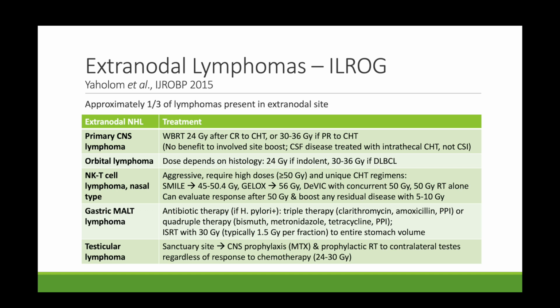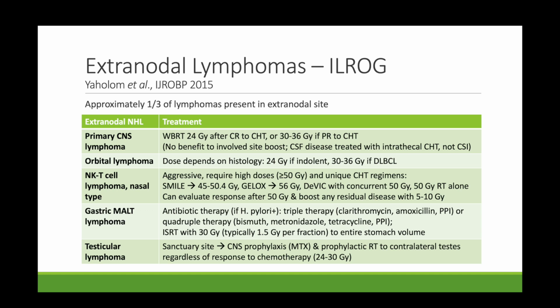to antibiotic therapy. And so if they persist after antibiotic therapy, then we might need to do involved site radiotherapy with 30 gray typically, and it's often given at 1.5 gray per fraction just to be a little bit gentler on the stomach. It might require treatment to the entire stomach volume, plus or minus any regional lymph nodes if those are involved.